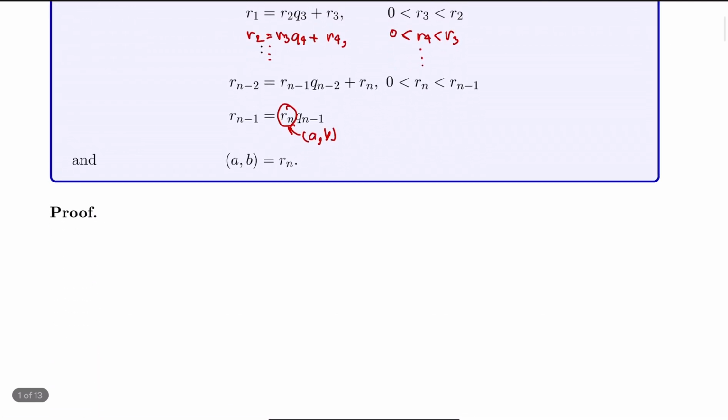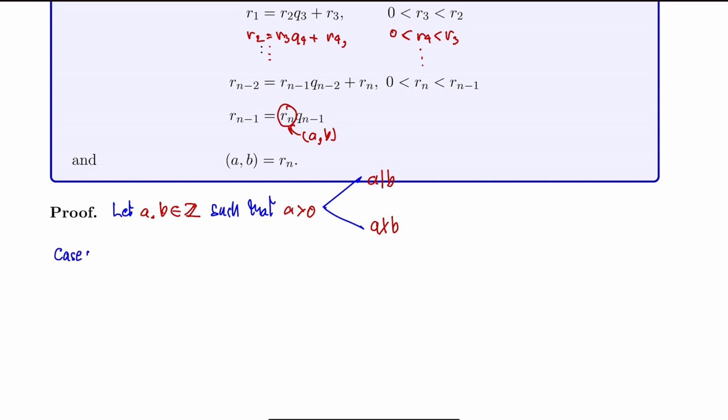So we let A and B be integers such that A is greater than 0. That means that we are going to divide B by A, and we are going to divide into two cases. The first case is where A divides B, and the second is where A does not divide B. Let's go to the first case. This case is the case where A divides B.